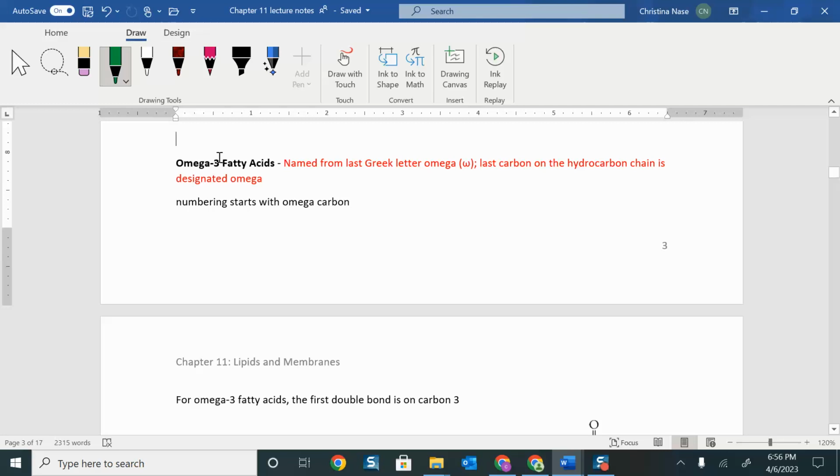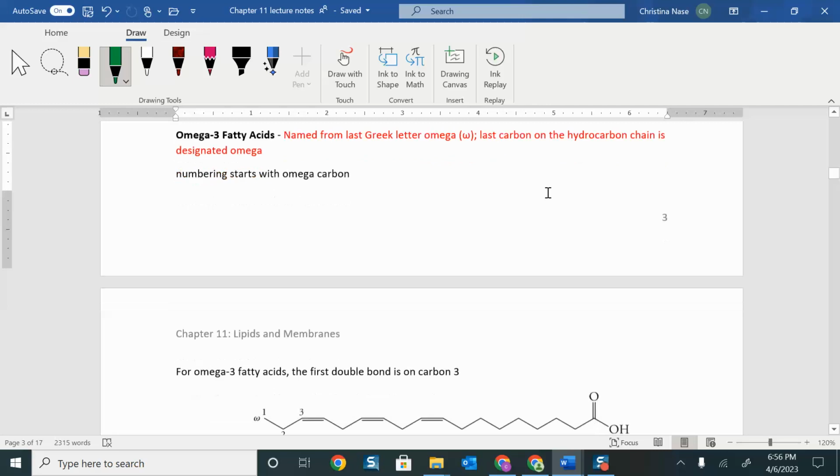So it's a fatty acid, so it's going to have this long chain of carbons, and it's also going to have some double bonds in it. And so we're going to label where we find those double bonds, and that's where we get that omega designation. This is the Greek letter omega. It's like a little W. Omega-3 fatty acids are something like this.